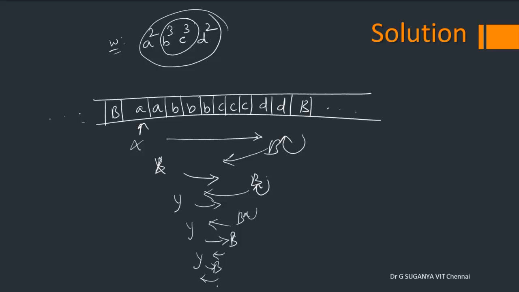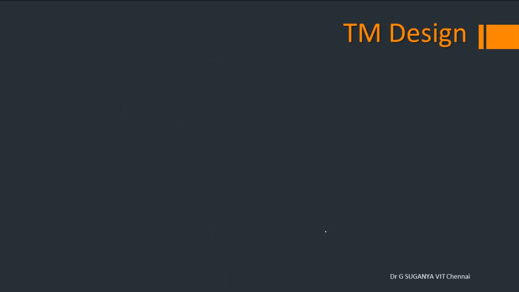Now that when you move towards left, after Y, what will be there? It won't be a B, rather it will be a blank symbol, which means the word has been accepted by the grammar. Now let's design a Turing machine for this.